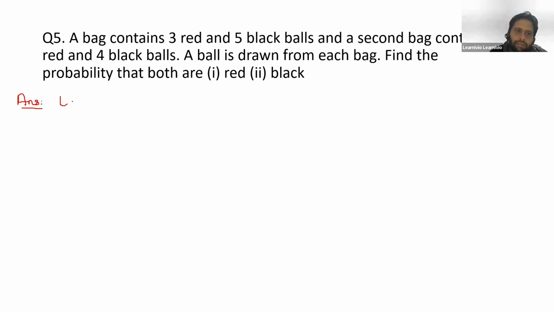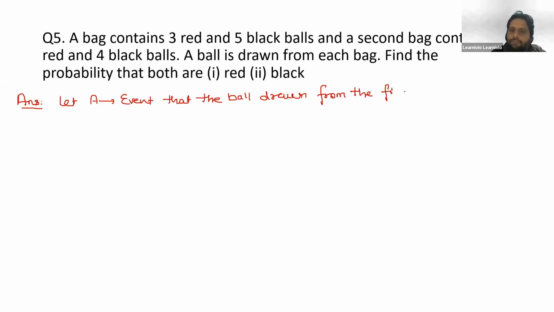Let A be the event. I will write the short form. First find the probability that both are red. Let A be the event that the ball drawn from the first bag is red, and B be the event that the ball drawn from the second bag is red.